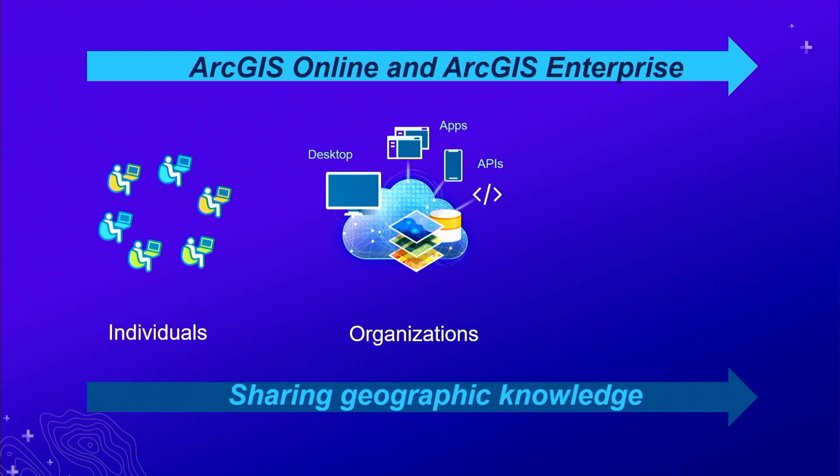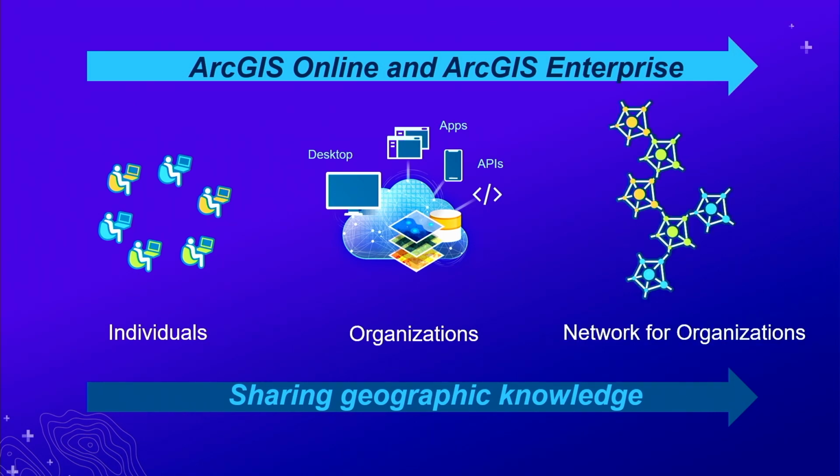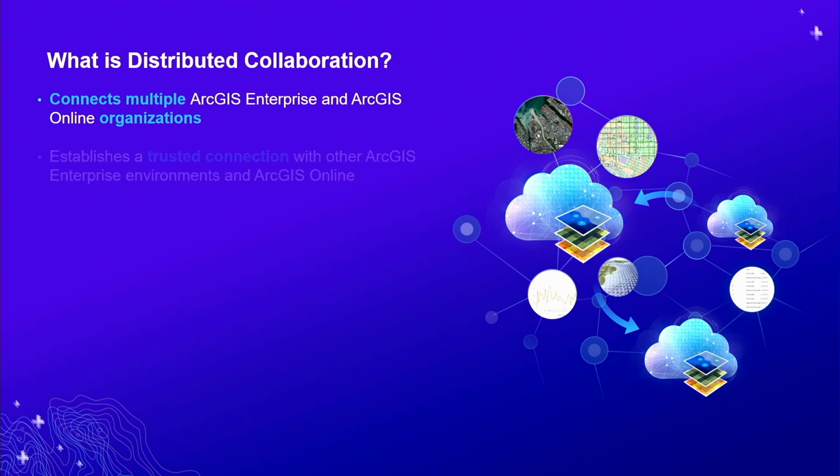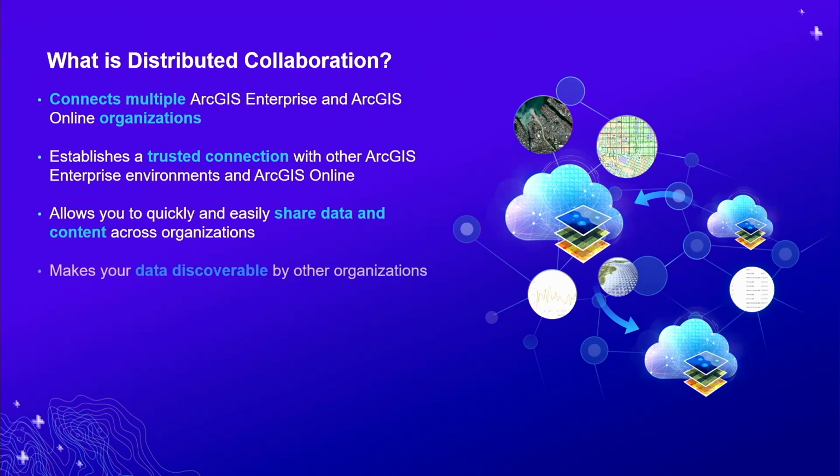So the next natural step was to look outside the organization and see how we can share data and content across a network of organizations. And that's essentially what distributed collaboration is. It allows us to connect multiple ArcGIS Enterprise and ArcGIS Online organizations. That connection is a trusted connection. And it allows us to quickly and easily share data and content across that network of organizations.